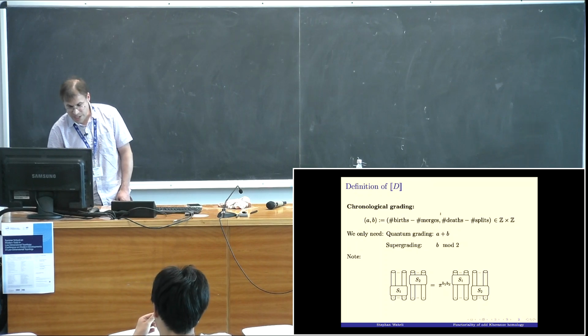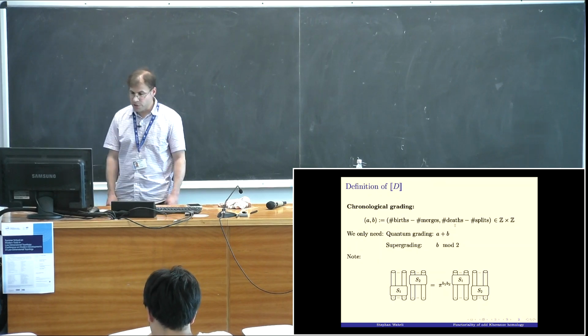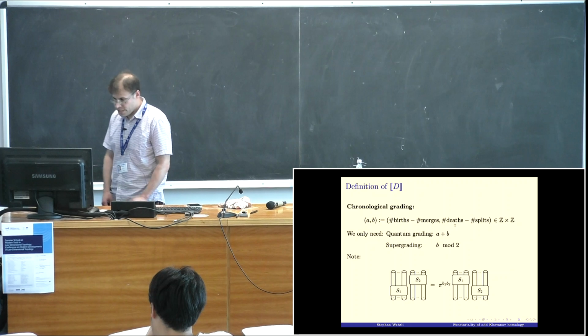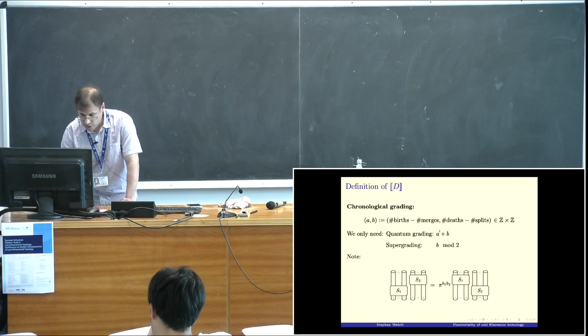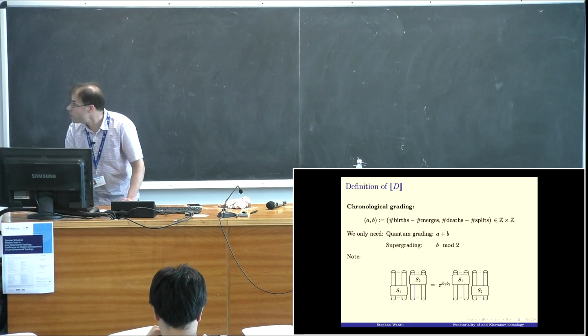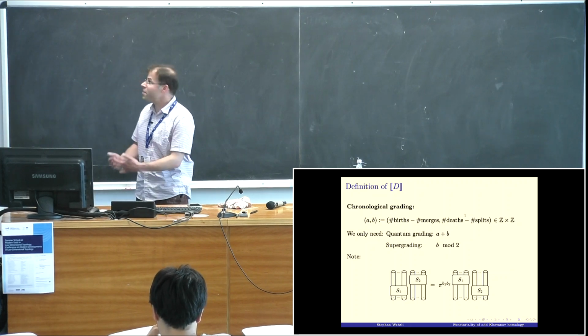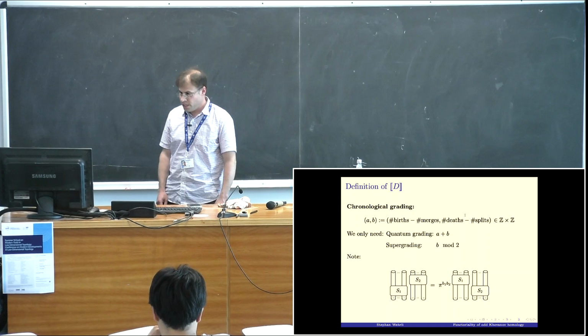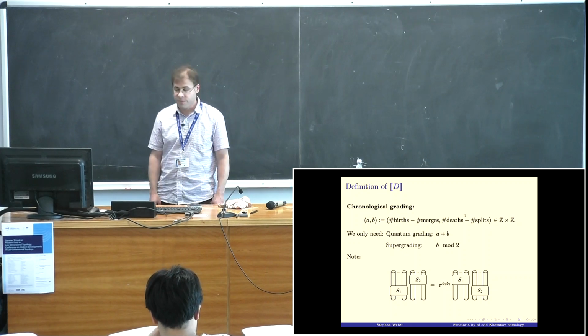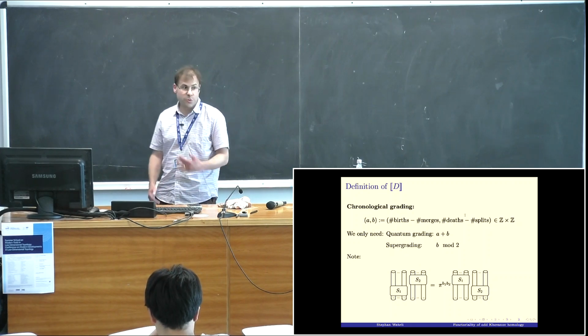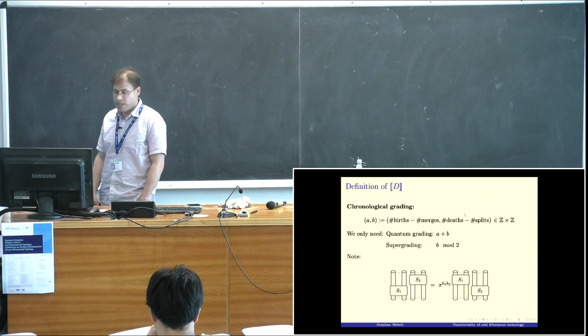So Putyra defines this chronological grading of a cobordism, the Z × Z grading. For this talk, only two specializations are important. So there's the quantum grading, and the supergrading. The supergrading is the modulo 2 reduction of the second component of this chronological grading. What this really means is that basically deaths and splits have odd superdegree, and merges and births have even superdegree. And the supergrading has to do with the commutativity behavior of the cobordism.